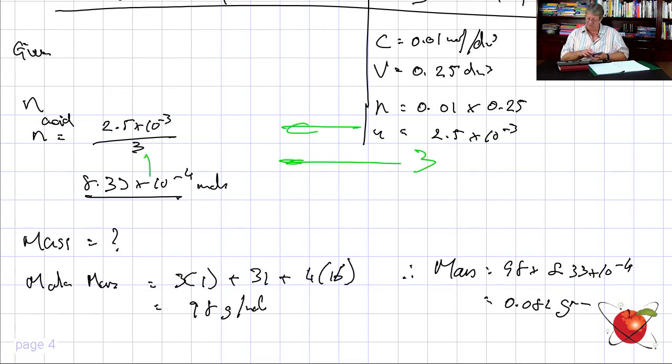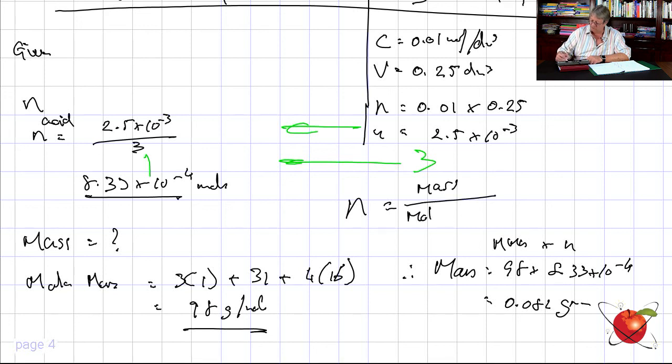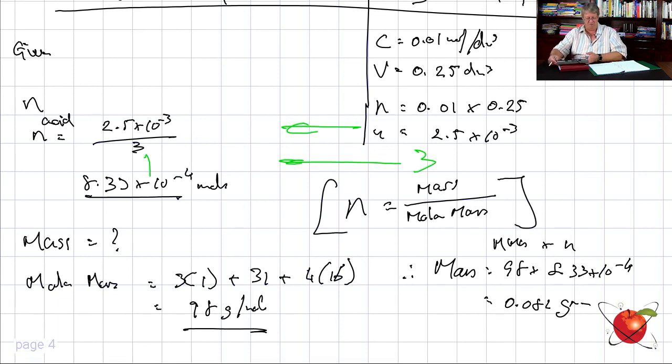grams. I'll just check the molar mass: 4 times 16 is equal to that, plus 31 is equal to that, plus 3, it's 98 grams per mole. Therefore the mass is molar mass times number of moles. How do I work that out? Number of moles is equal to mass over molar mass. We have done that one a million times.